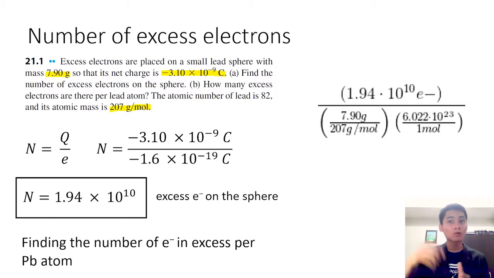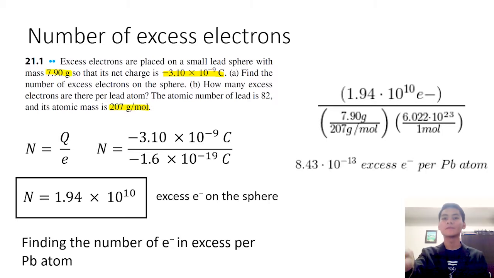The answer we get from that, 1.94 times 10 to the 10th, is the number of excess electrons on the sphere. We get the ratio of that to the total number of atoms. That way, we find the number of electrons in excess per lead atom. So that's what we did there. And we find that 8.43 times 10 to the negative 13th is the number of excess electrons per lead atom.